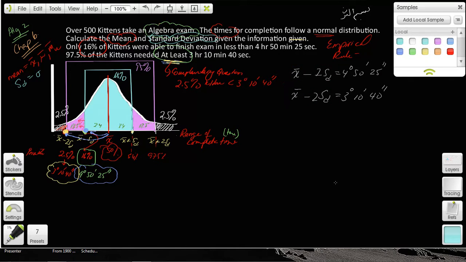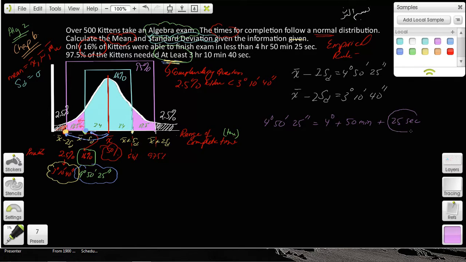To do that, one of the other things that you need to be able to do in this question is to first change hours, minutes, and seconds to just hours. That's the first thing we're going to have to do. So 4 hours, 50 minutes, and 25 seconds, we're going to have to change all of that to hours. The way I do it, at least, is this: this is 4 hours plus 50 minutes plus 25 seconds. Just write it out like that.